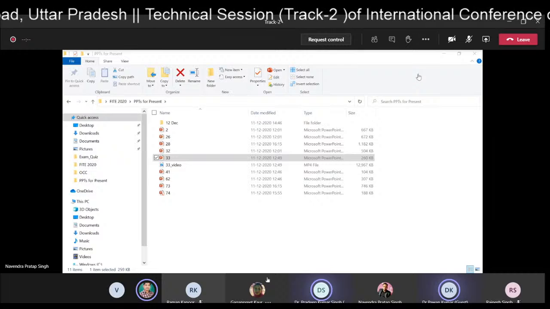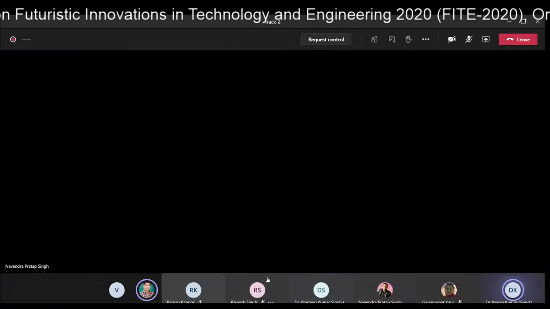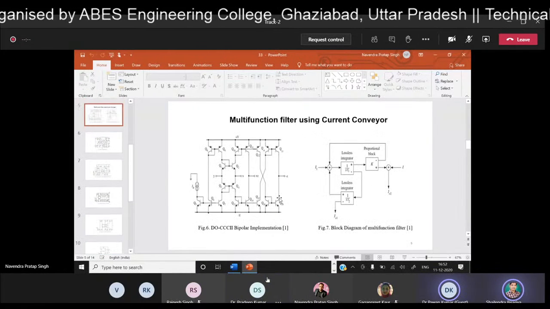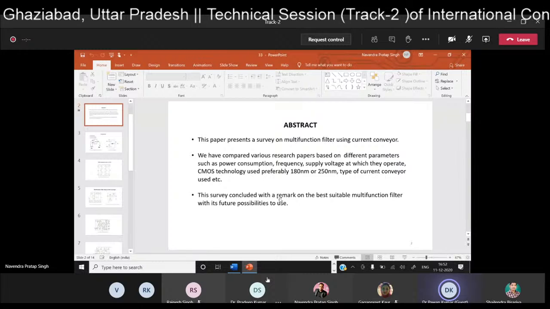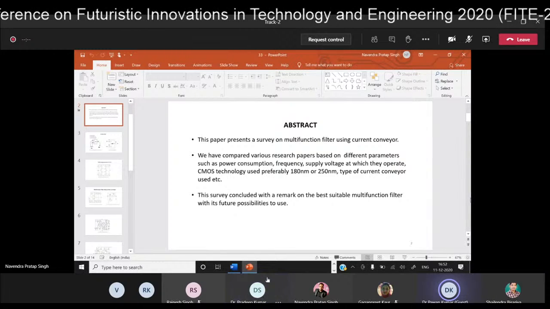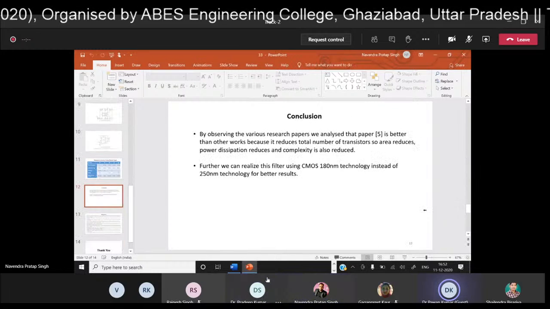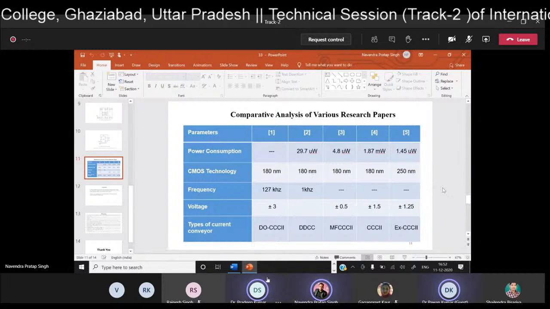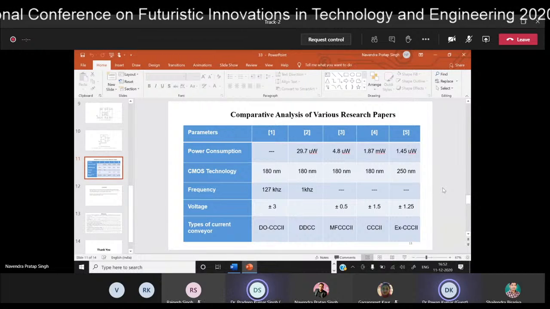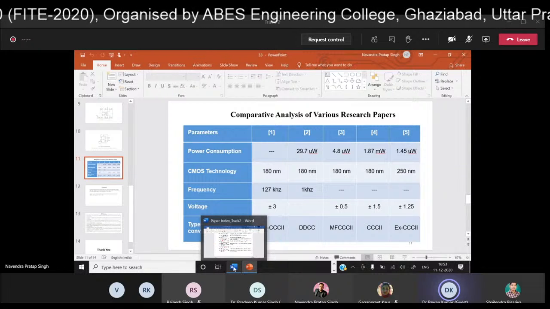You have mentioned in the parameters that one of the parameters is CMOS technology. Hello. Yes, sir. Yes, one of the parameters is CMOS technology. You have shown the slide, that one, not the very first. It was before the conclusion. You are considering parameters like power consumption, frequency, voltage. How is the CMOS technology a parameter?